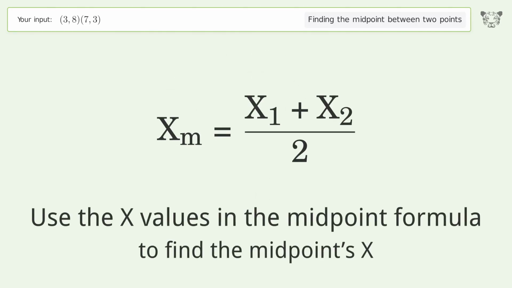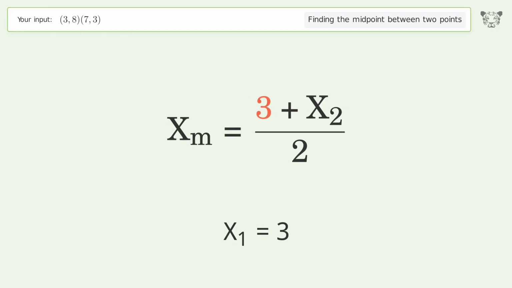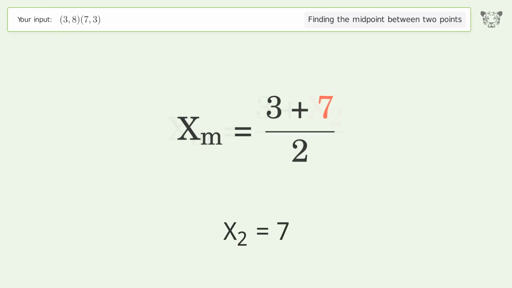Use the x values in the midpoint formula to find the midpoint's x. x1 equals 3. x2 equals 7. Simplify the arithmetic.